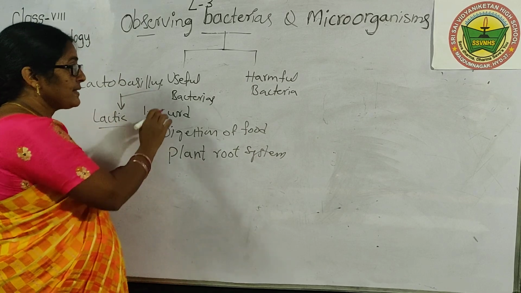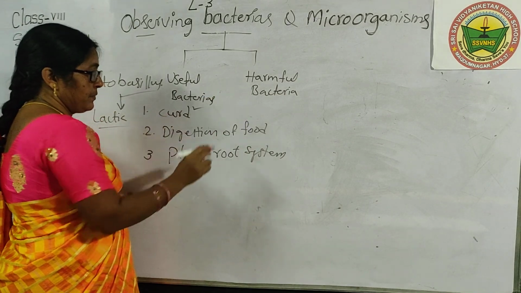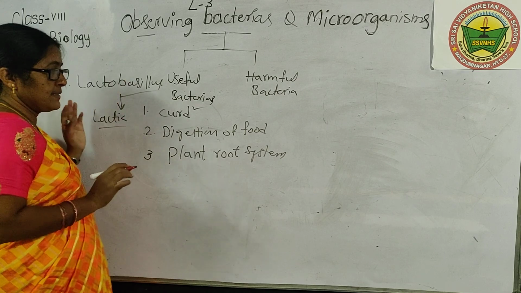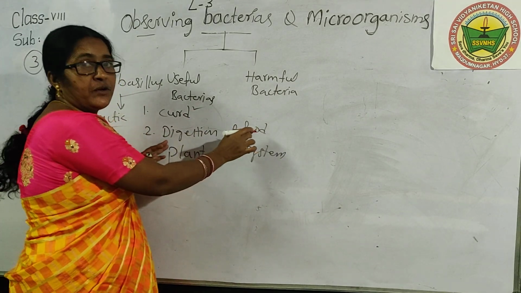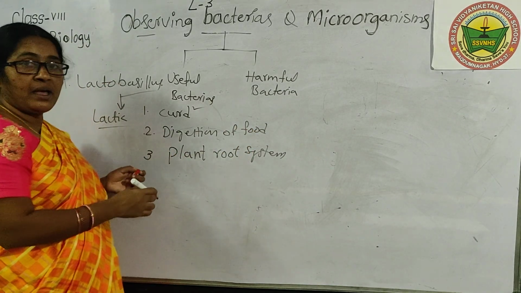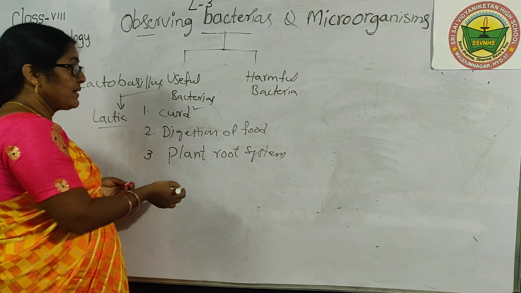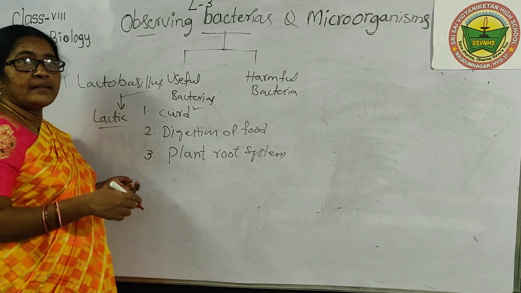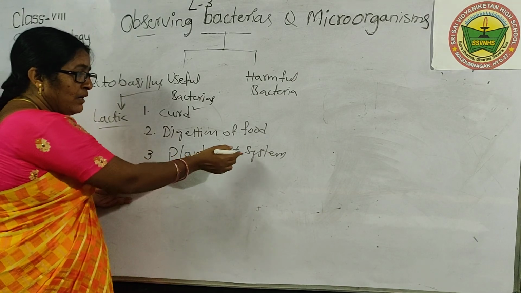Which type of bacteria? Useful bacteria. First, we have curd, which has useful bacteria. What is the name of that? Lactobacillus. Second, some bacteria are used for digestion of food. They live in our digestive system, in the small intestine. They are helpful for releasing other substances and nutrients. And one more, the plant root system.